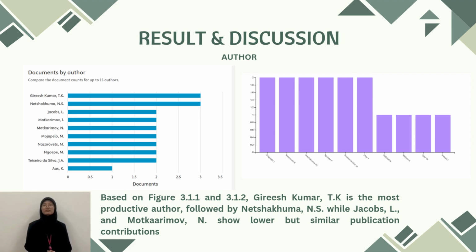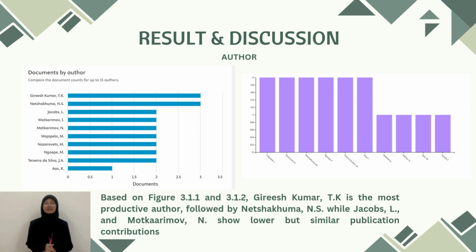The first one is by author. Based on figure 3.1.1 and 3.1.2, this analysis identifies the 5 most popular authors who have written on this topic using data from Scopus and Web of Science. The result indicates that Girish Kumar TK is the most productive author, recording the highest number of publications.